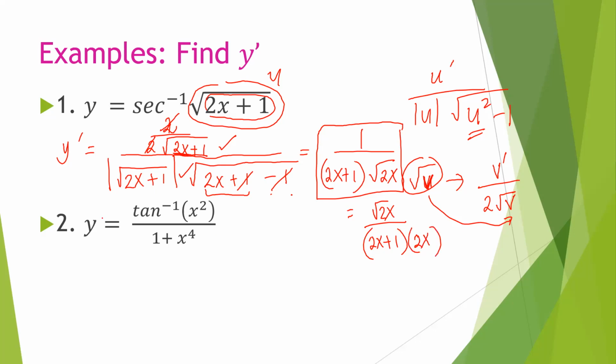Okay. Now for the next one, we have y equal to arctan. This is now a quotient, so we apply the quotient rule. Y prime equals low d high minus high d low, over low squared. Low squared is 1 plus x to the 4th, squared. So let's start with low d high. Our low is 1 plus x to the 4th.